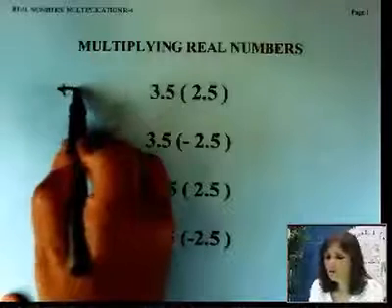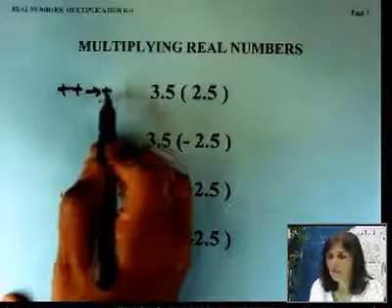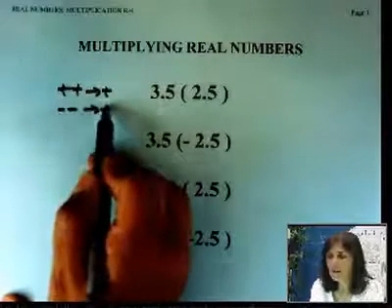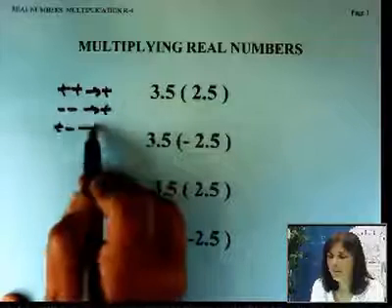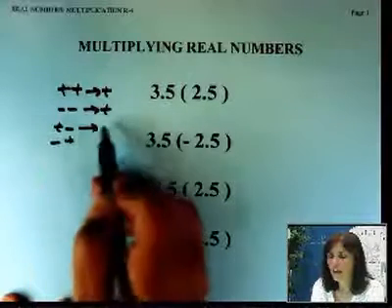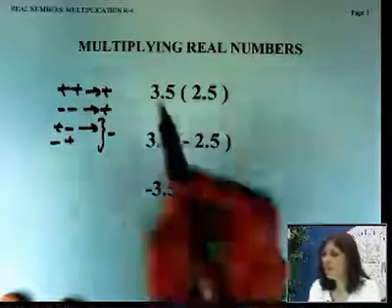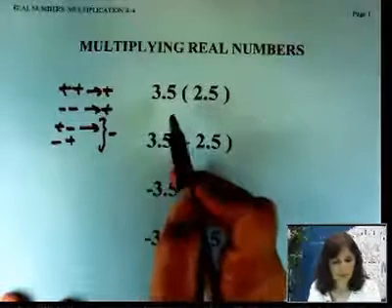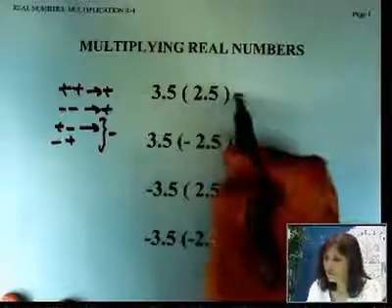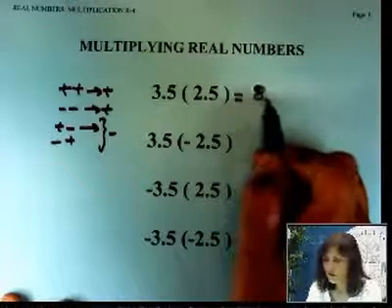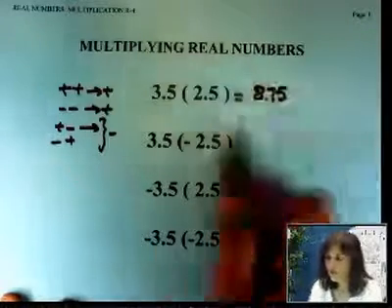When you multiply two positive numbers, you get positive. Two negative, you get positive. A negative and a positive, or a positive and a negative, is going to give you a negative. All right, so let's look at it. When there is no sign, that means they're both positive. When I multiply these two, I get 8.75, and that's positive.